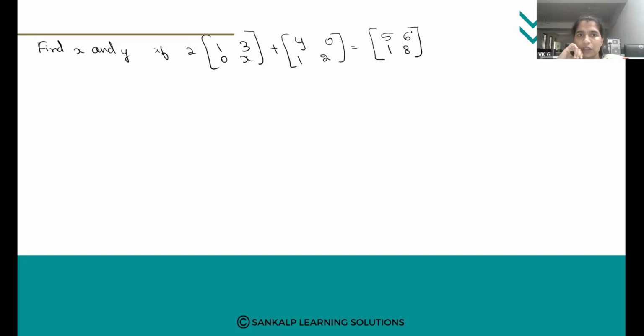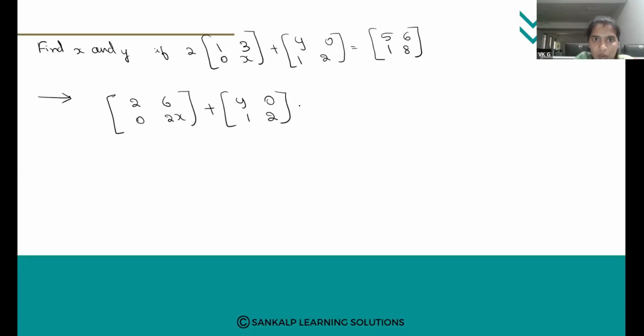Consider the left side: 2 into something, scalar multiplication, plus another matrix, addition of matrices. On the right side, it is equal to some other matrix. Two matrices are equal implies corresponding entries are equal. Applying that concept, what can I write? Left side, take 2 inside: 2 into 3, 6, 0, 2x, plus y, 0, 1, 2, equal to 5, 6, 1, 8.